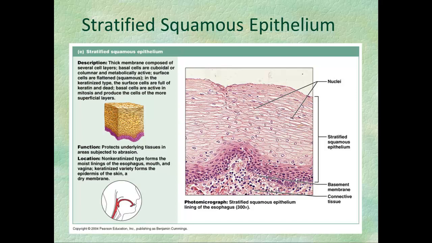You have non-keratinized forms that line the insides of your digestive tract that are open to the outside, for instance, esophagus, mouth, things like that. The lining of the anus is also stratified squamous epithelium.